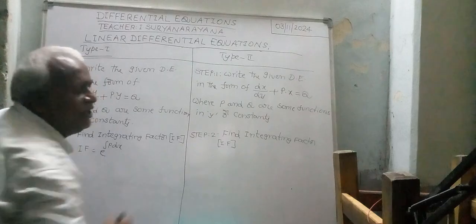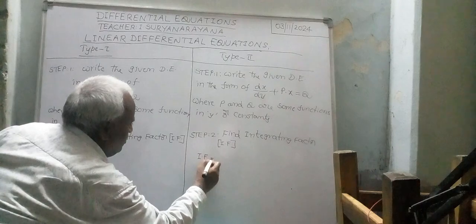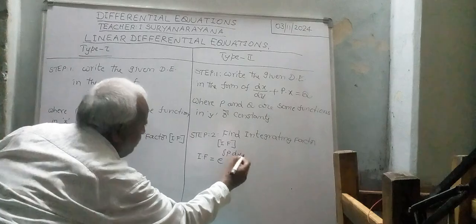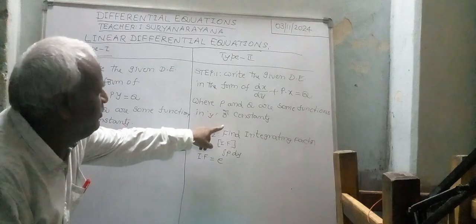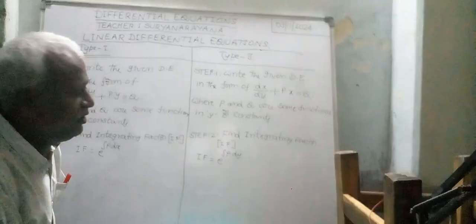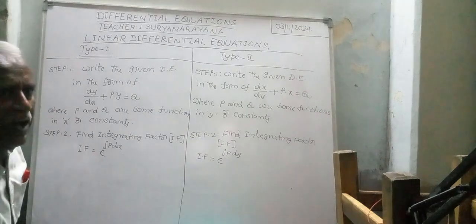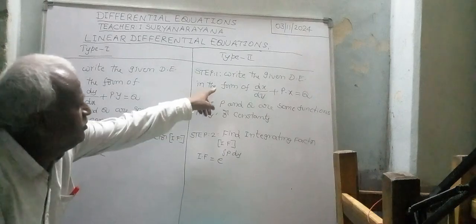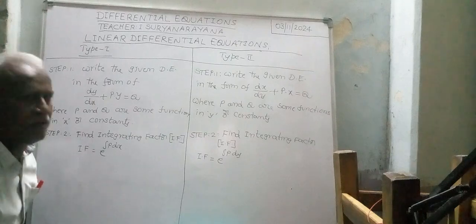For this type of linear differential equation, the integrating factor is equal to e power integral p dy, because p and q are some functions in y, as we said. So we take integration with respect to y only. This is the second step. We have to find the integrating factor by using this formula. In this second type, we use this formula and find the integrating factor.